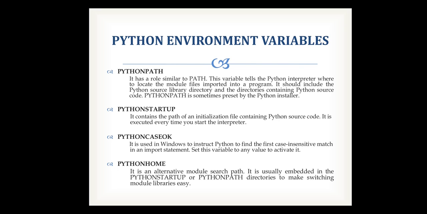Set this variable to any value to activate. Next is PYTHONHOME. It is an alternative module search path. It is usually embedded in the PYTHONSTARTUP and PYTHONPATH directories to make switching module libraries easy. So it is used within different libraries when you want to switch between those libraries. You can use this PYTHONHOME variable, so it will help you to switch within itself.